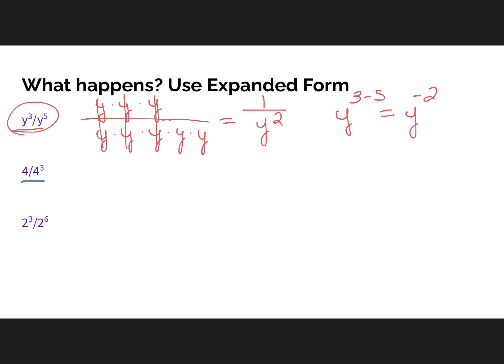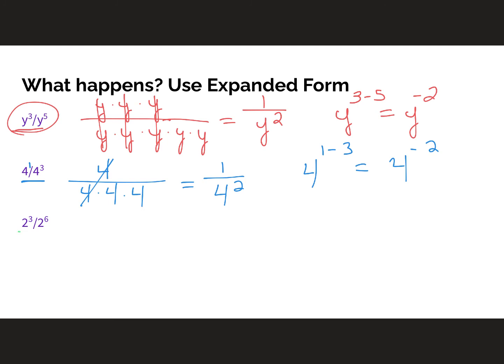Let's try this here. I have 4 divided by 4 to the third. Remember that 4 has an exponent of 1 that we don't write. So I have 4 divided by 4 times 4 times 4. Those cancel. Leaves me with 1 over 4 squared. Again, if we did this using just our quotient property, we would have 4 to the 1 minus 3, which gives me 4 to the negative 2 power.